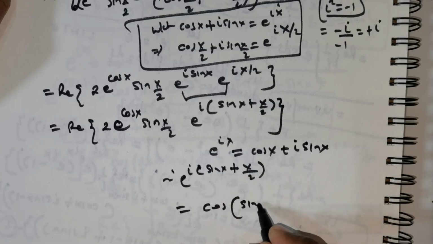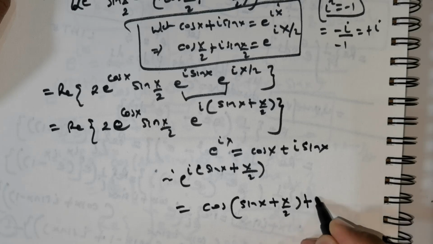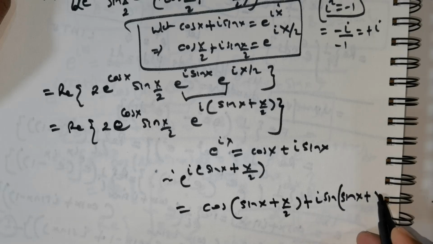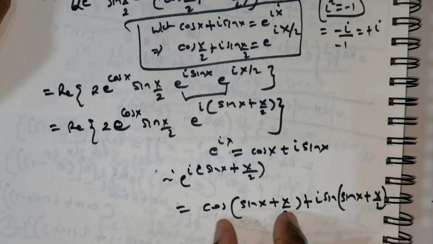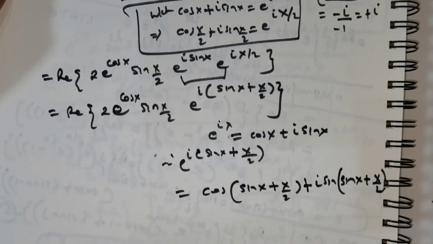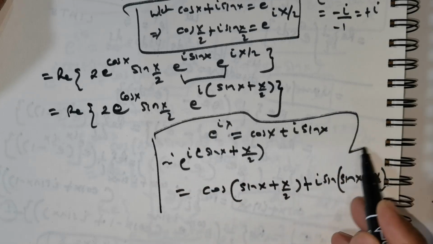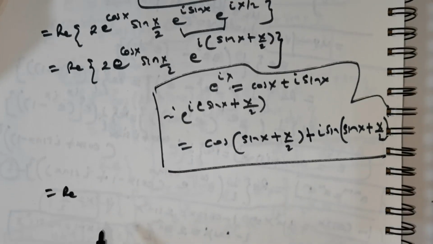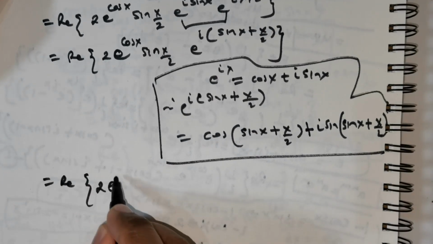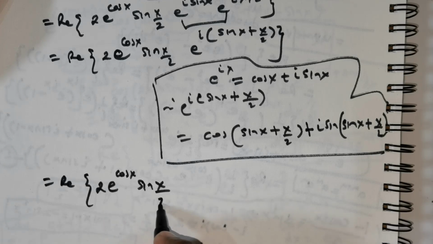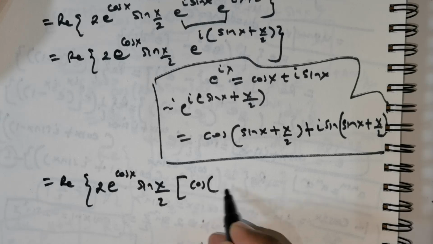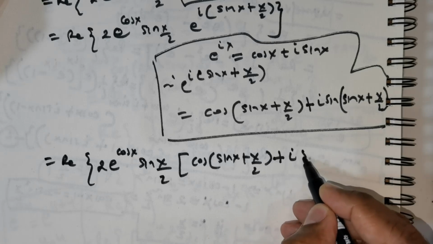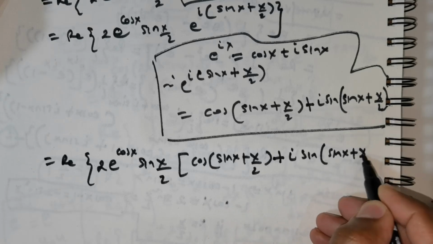So this is going to be cos of sin x plus x over 2, plus i times sin of sin x plus x over 2. Right? This is the angle. I need to place this in this fashion. So this is all just as a side note. So I'm going to take this value and place it there. So this is going to be the real part of 2 times e raised to the power of cos x times sin x over 2 times cos of sin x plus x over 2 plus i times sin of sin x plus x over 2.